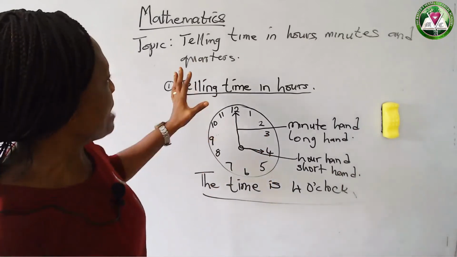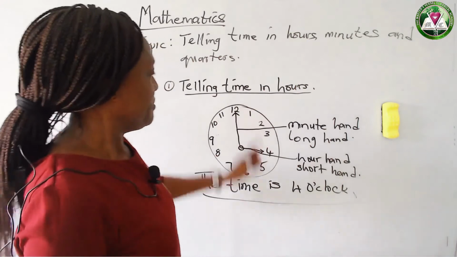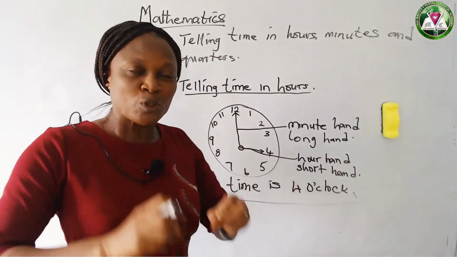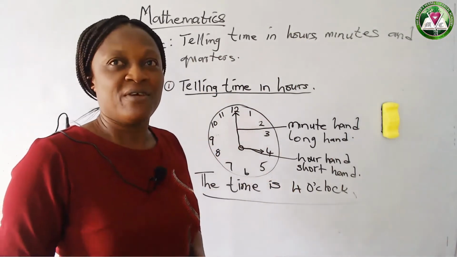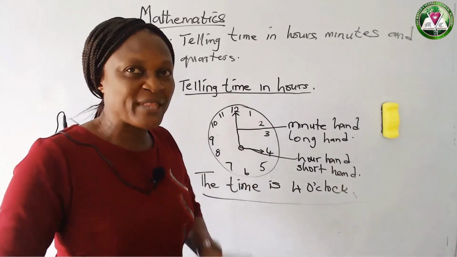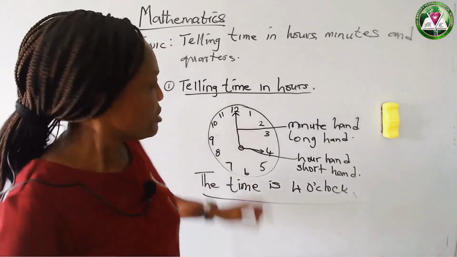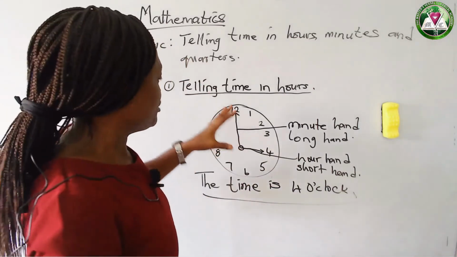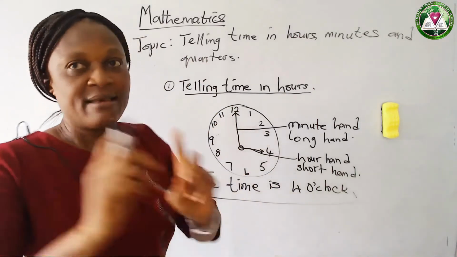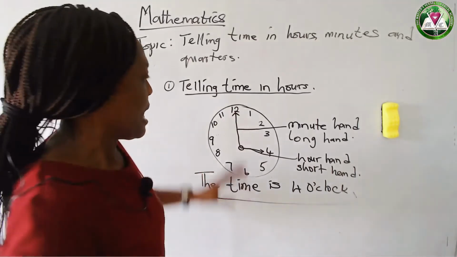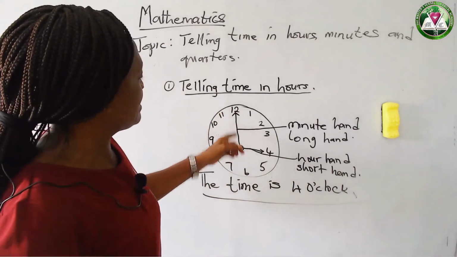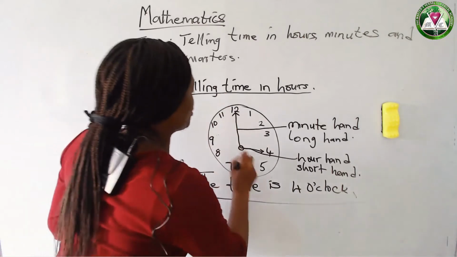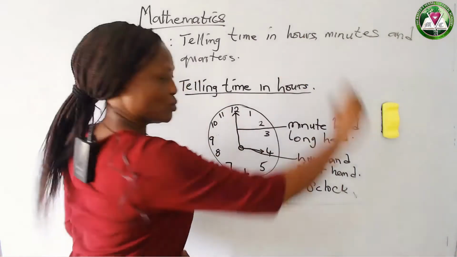So for you to tell the time in hours, the long hand must be at 12. If it is not at 12, you are not telling it in hours. The long one must be at 12, direct. And the short one, anywhere it is, that is the time. Assuming the long hand is at 12 and the short one is at 2.